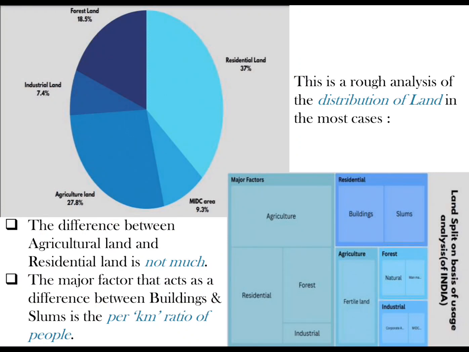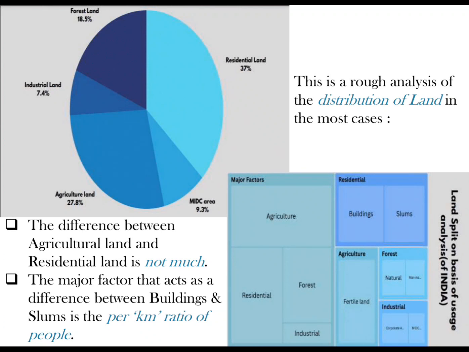To start with, the most is given to residential land, that is 37%. Then we have agriculture at 27.8%, then forest at 18.4%, industrial land at 7.4%, and MIDC area at 9.3%. There is no big difference between the residential land and agricultural land. It's almost the same, as they top the major factors. Then we have the forest, and at the least is industrial.